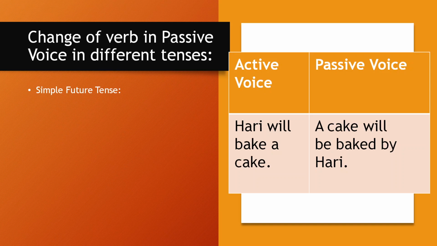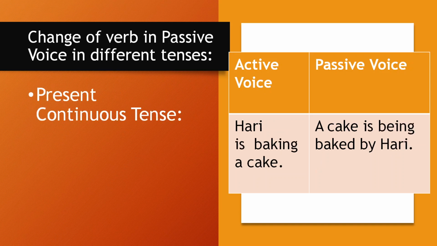Now simple future tense, Hari will bake a cake. A cake will be baked by Hari. Present continuous tense. Hari is baking a cake. A cake is being baked by Hari. So in continuous tense, we need to add being in the verb structure.